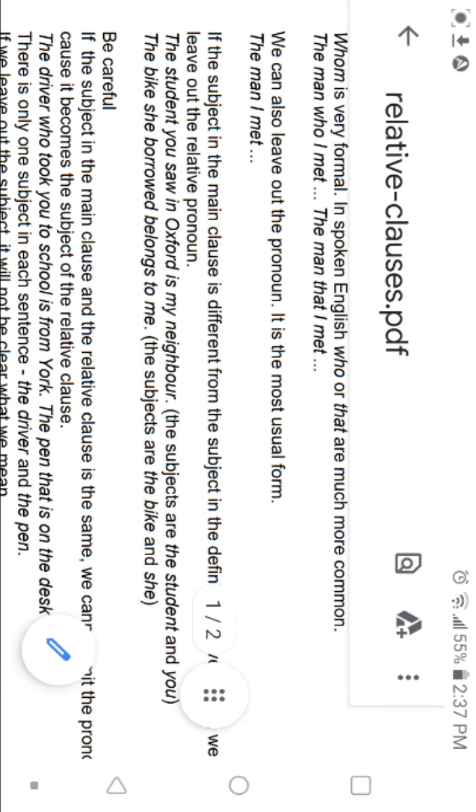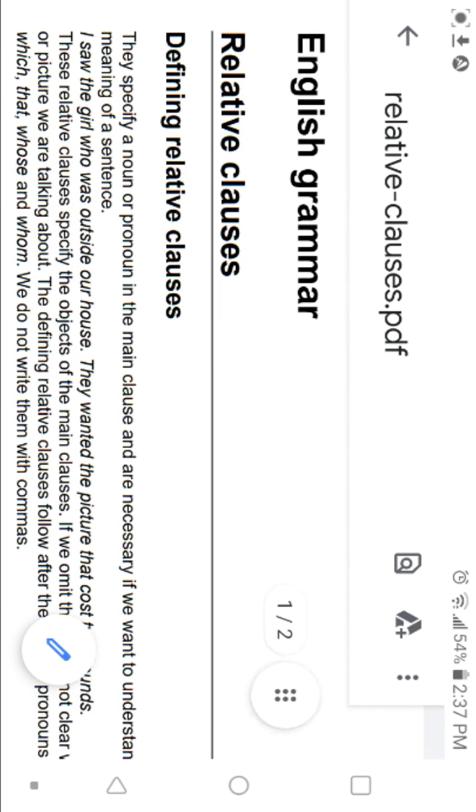If the subject in the main clause is different from the subject in the defining relative clause, we leave out the relative pronoun. The student you saw in Oxford is my neighbor. The subjects are the student and you. And the bike she borrowed belongs to me. The subjects are the bike and she.